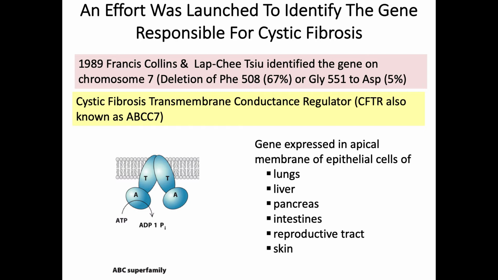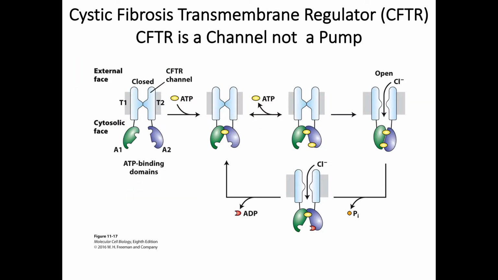So again, the CFTR, or cystic fibrosis transmembrane conductance regulator, also known as ABCC7. It's an ABC transporter, expressed in many different ways, and this is how it actually works.